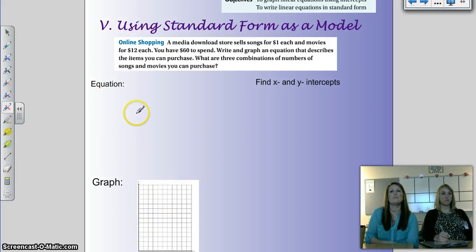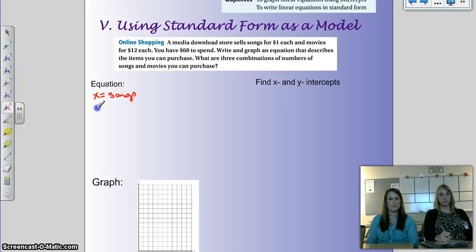Let's first define our variables. Let x equal songs, and let y be movies. Because I'm using standard form, I want to use those variables. I also know that it's $1 per song, so $1 times x songs, plus $12 times the movies, equals $60 because that's all I have. So that's step 1, my equation.